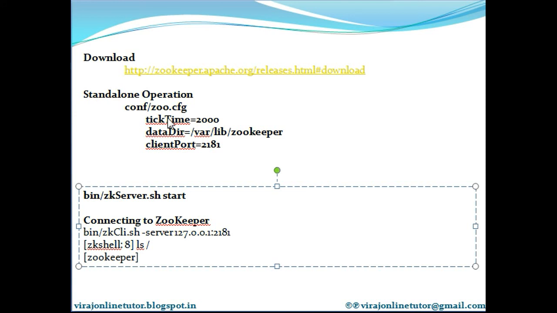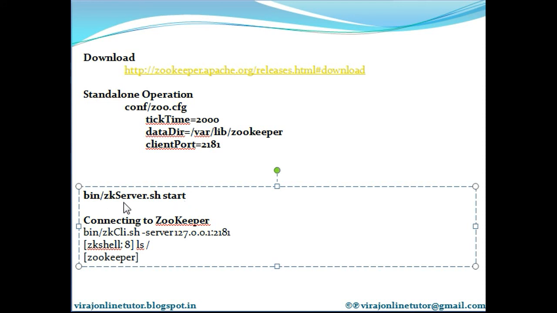Once you configure these three parameters of zoo.cfg, you can start the Zookeeper the following way. You need to invoke a shell script zkserver.sh, and to that you have to pass a parameter called start. So zkserver.sh space start. This will start the Zookeeper for you.